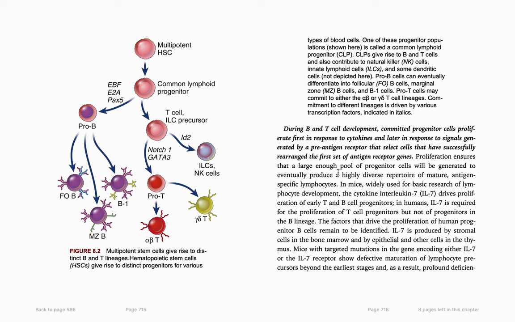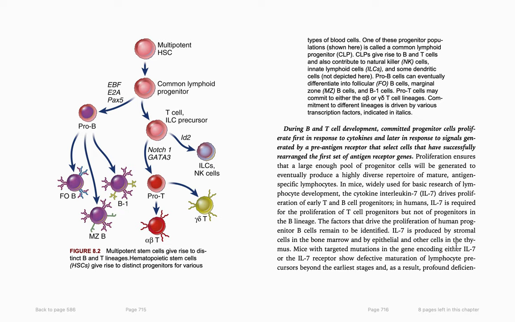Proliferation ensures that a large enough pool of progenitor cells will be generated to eventually produce a highly diverse repertoire of mature antigen-specific lymphocytes. In mice, widely used for basic research on lymphocyte development, the cytokine interleukin-7 drives the proliferation of T and B cell progenitors. In humans, interleukin-7 is required for the proliferation of T cell progenitors, but not of progenitors in the B cell lineage. The factors that drive the proliferation of human progenitor B cells remain to be identified.